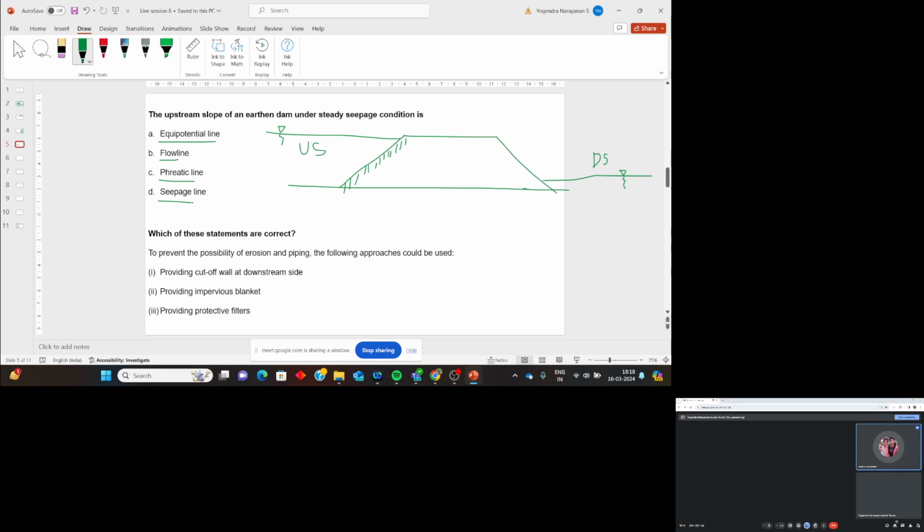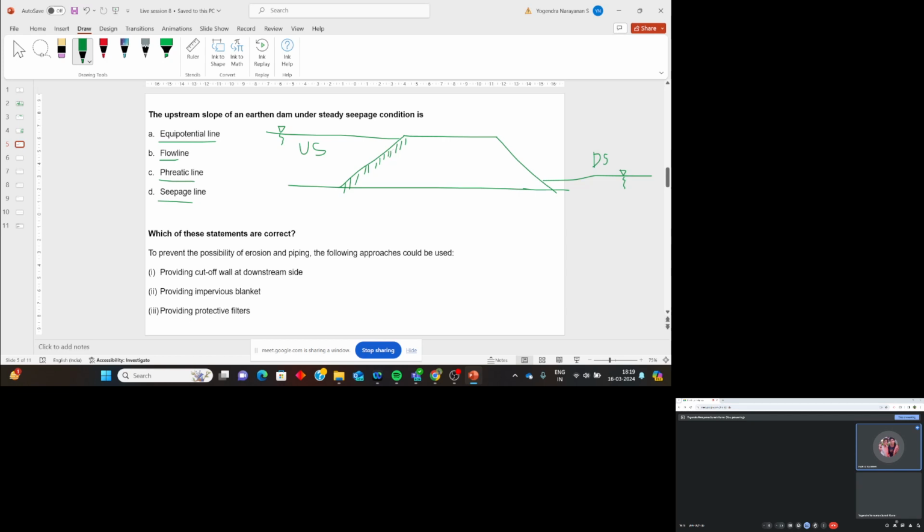I think water is not allowed. Flow line. Does flow occur through this? See, this is pervious. Okay. Are you getting any idea, or can I explain? Explain, sir. See, now I think this has been discussed in the lectures also.